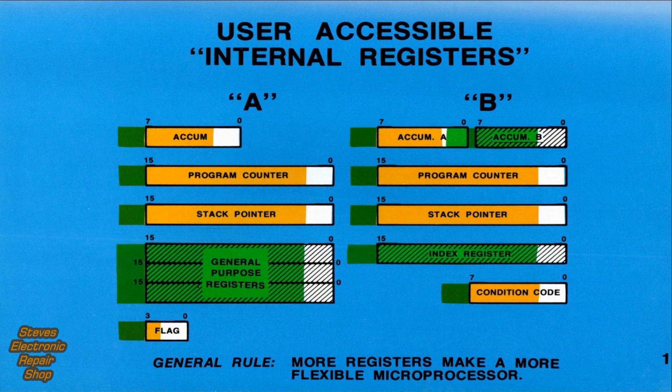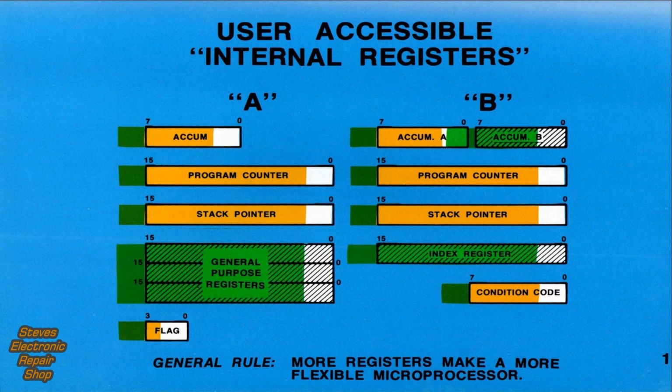Frame 11. All microprocessors have the standard registers, such as a program counter and an accumulator. What we're looking for here are extra user-accessible internal registers, like extra accumulators, index, and general-purpose registers. These additional registers can mean programming economy. Another general rule: more registers make a more flexible microprocessor.